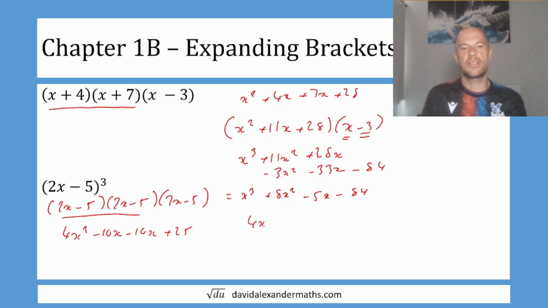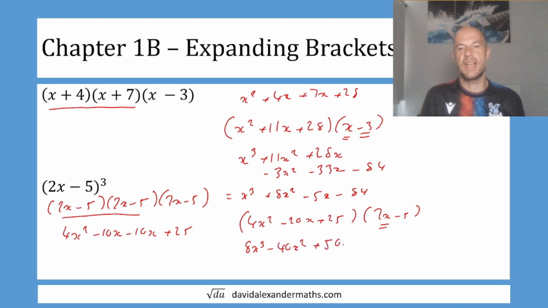So that is 4x squared minus 20x plus 25, and all of that is going to be multiplied by another 2x take 5. So multiply first by 2x, well, it doesn't really matter the order, but probably better to do the 2x first. So multiplying everything through by 2x, that's going to be 8x cubed minus 40x squared plus 50x, and then multiply through by negative 5, so that's going to be minus 20x squared plus 100x minus 125.